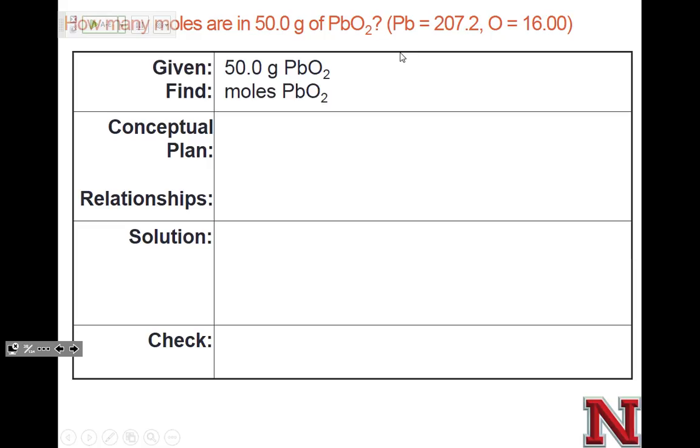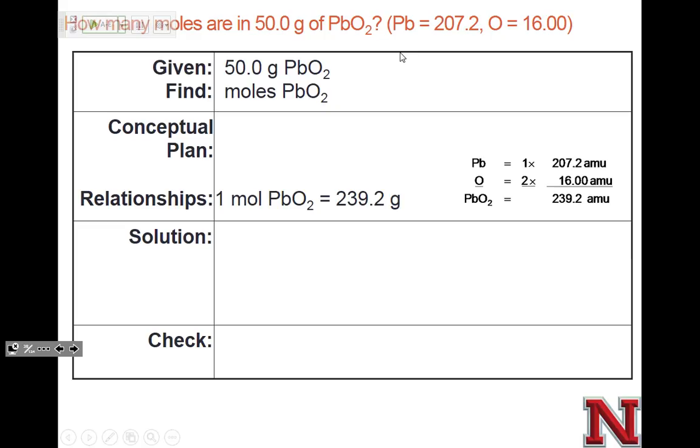So we want our moles of our lead. I don't know how many. Let's see. -2. So it must be +4. So our lead 4 oxide. So what we have 1 lead and we have 2 oxygens. So we can calculate our molar mass, which is 239.2, and that gives us our relationship of our grams of our molecule with our moles, which is 239.2 grams. So our plan, we know our grams, we can calculate our moles using our relationship.